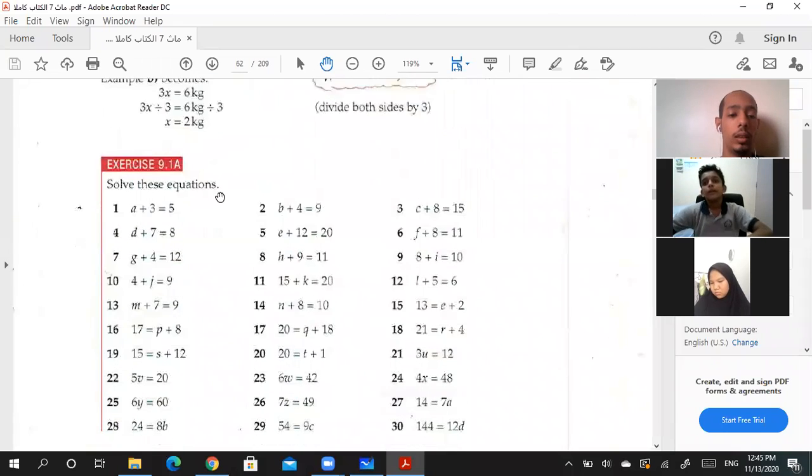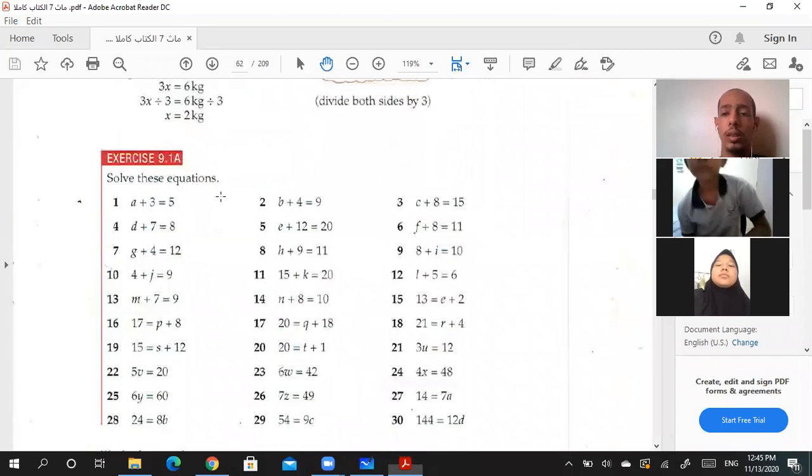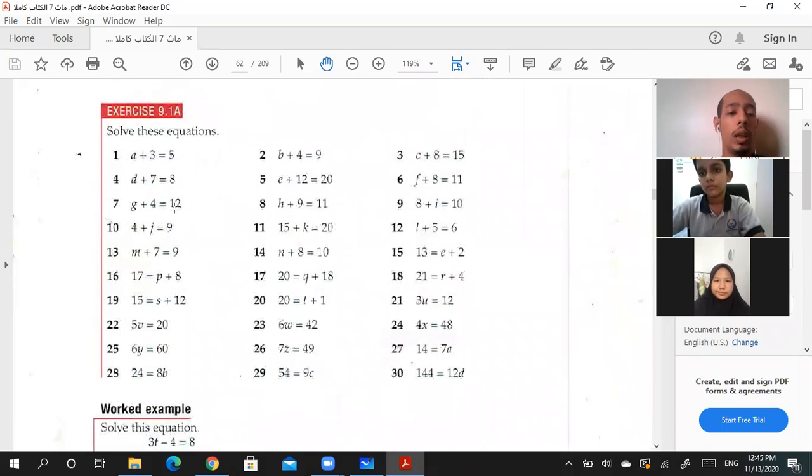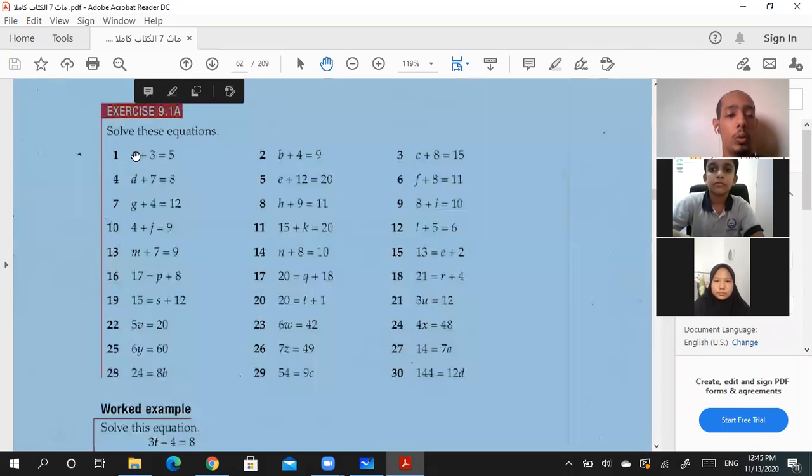We said that in equations both sides should give me the same quantity. For example, a plus 3 equals 5. This for sure will give me a equals 2, because 2 plus 3 equals 5, right?